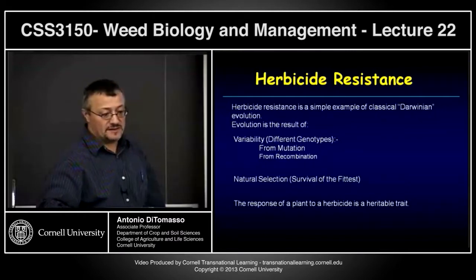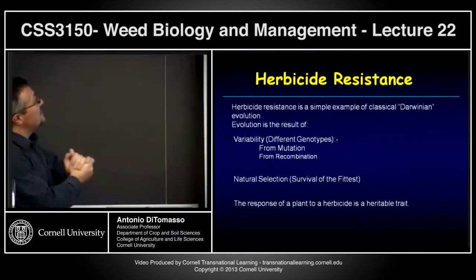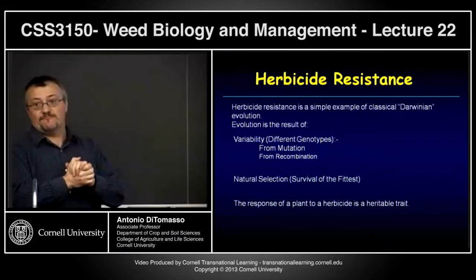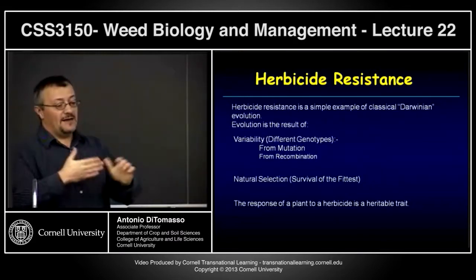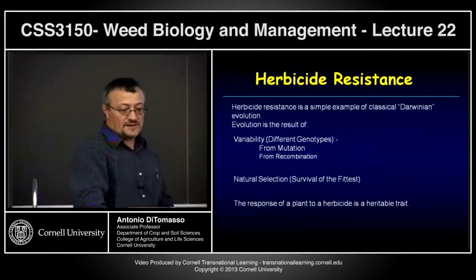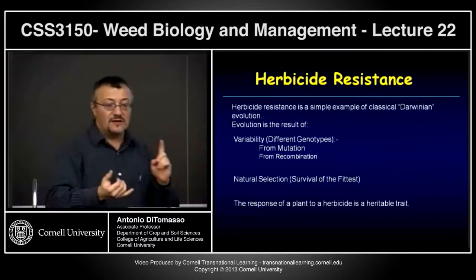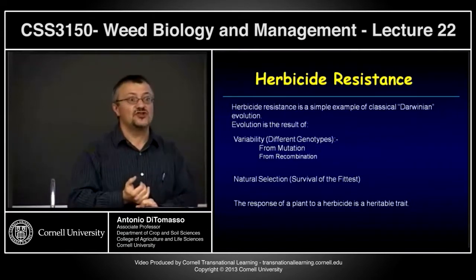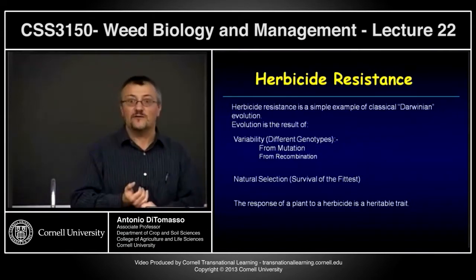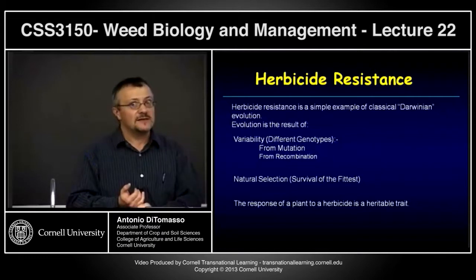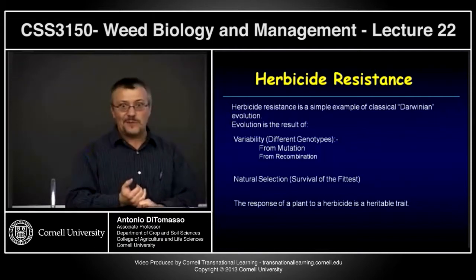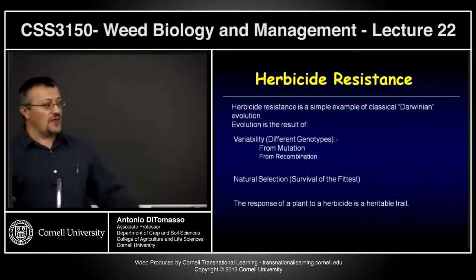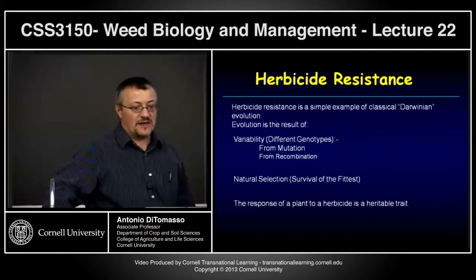So, herbicide resistance is a simple example of what we call classical Darwinian evolution. Evolution is the result of variability in the genotype. Genetically, these plants are very diverse. They're not like our crops, where in the Midwest we could have one genotype, the same hybrid, across thousands of acres, hundreds of acres.